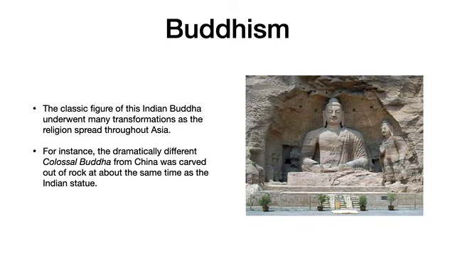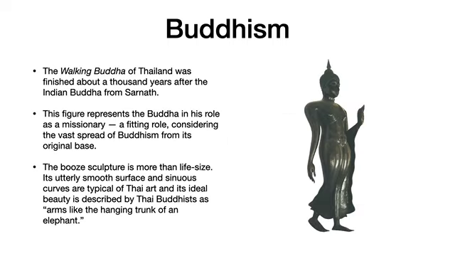The colossal figure of this Indian Buddha underwent many transformations as the religion spread through Asia. For instance, the dramatically different colossal Buddha from China was carved out of rock at about the same time as the Indian statue. The walking Buddha of Thailand was finished about 1,000 years after the Indian Buddha from Sarnath. This figure represents the Buddha in his role as a missionary, a fitting role considering the vast spread of Buddhism from its original base.